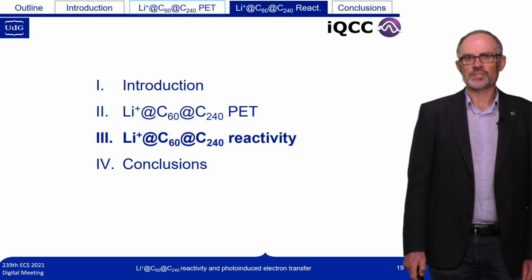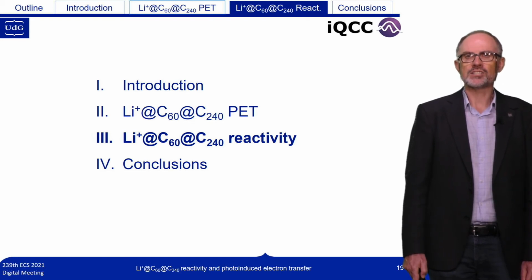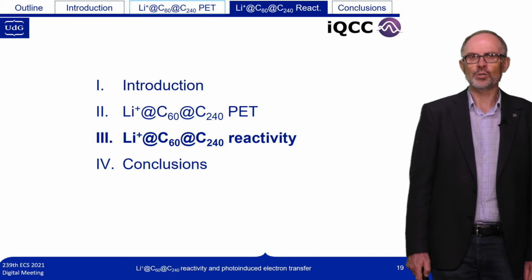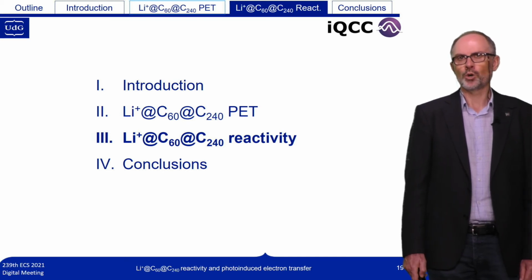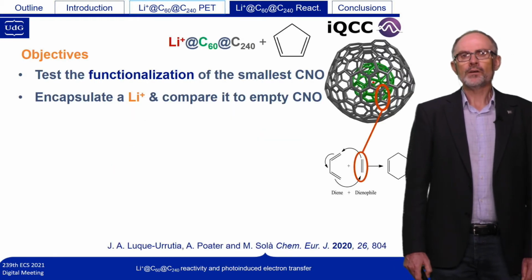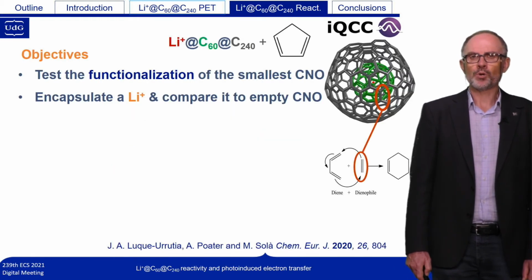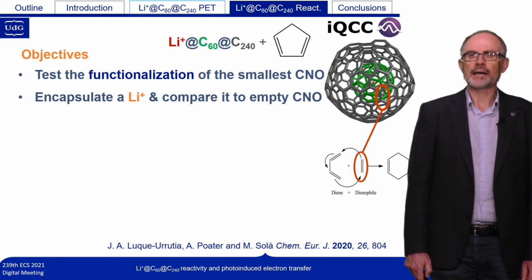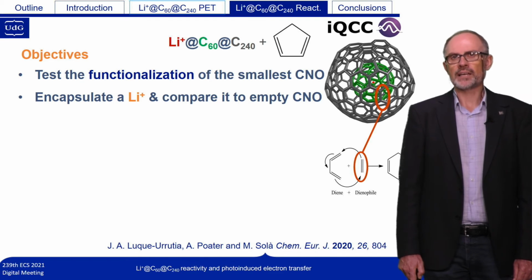So let's move to the results of the reactivity in a standard Diels-Alder reaction in the C60@C240 carbon nanoanion and its Li+ doped counterpart. Here we want to know whether it is possible to functionalize the smallest carbon nanoanion and its Li+ doped counterpart with a Diels-Alder reaction. The carbon nanoanion acts as a dienophile in this Diels-Alder reaction, whereas the diene is cyclopentadiene.